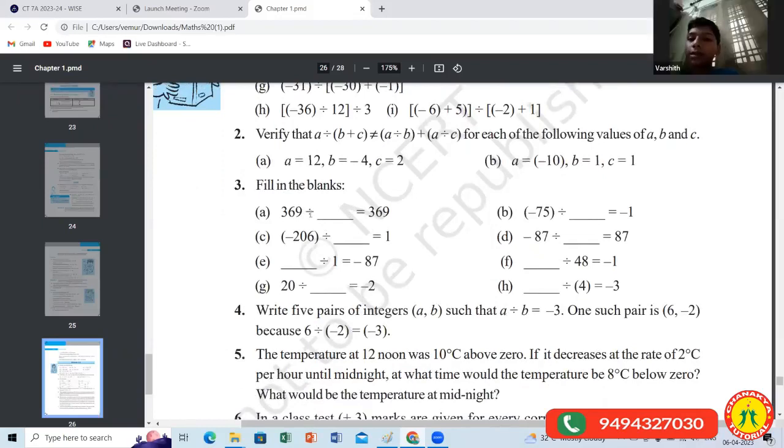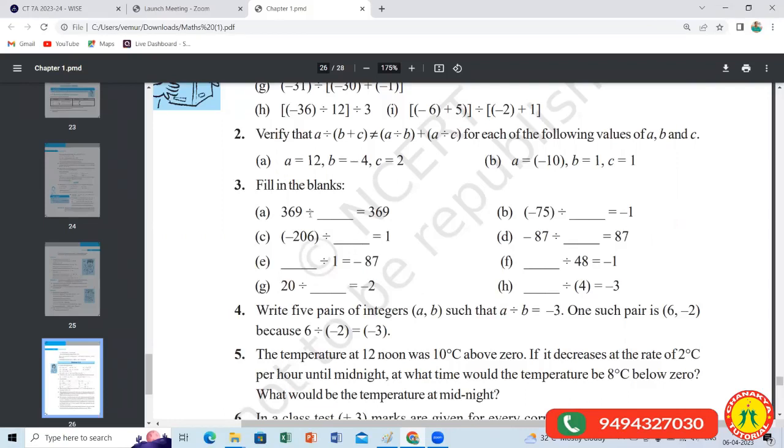Ma'am, 369 divided by dash is equal to 369. 369 divided by 1. Positive, very good. B bit, Anubhav. Yes, ma'am. Minus 75 divided by dash equal to minus 1. Ma'am, minus 75 divided by minus 1. No, ma'am, positive 1. Very positive one.